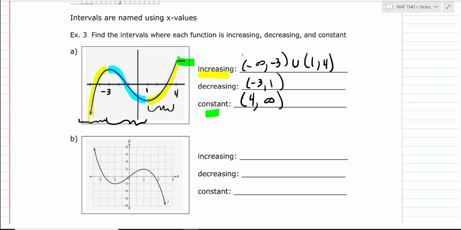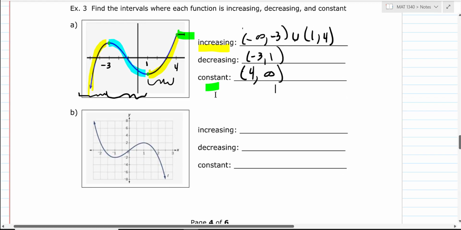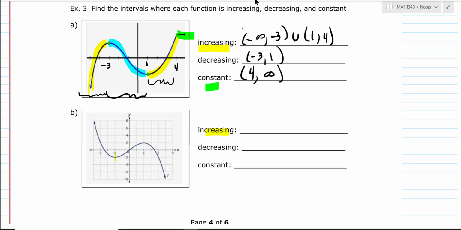All right. So the next one right here, same thing. Increasing would be this little piece right here. How do you think you'll name that? X values. Where does it begin? Where does it end? -1 to 1, right? It starts at -1, ends at 1. Don't look at your y values, look at your x values when you name your interval. So that's your increasing right there. Graph's getting bigger. It's going uphill.